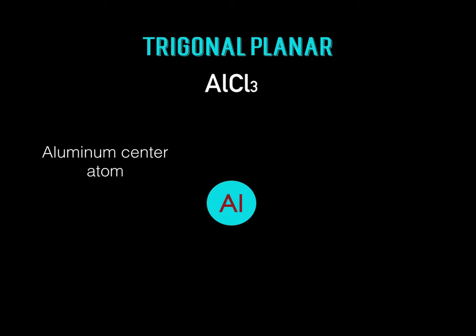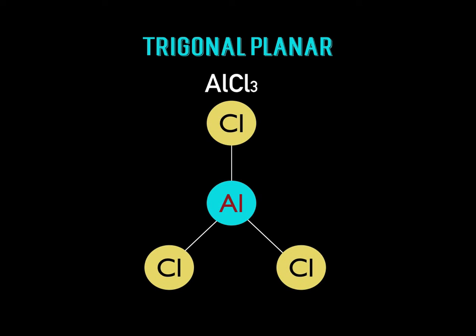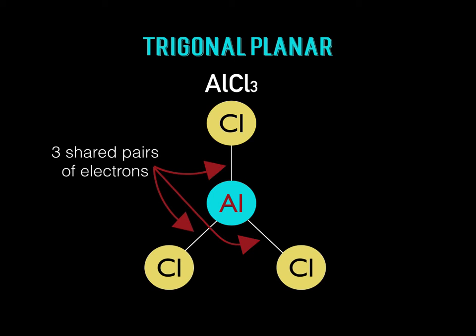Trigonal meaning the triangular shape that it makes, and then planar meaning that it's a flat plane in terms of geometry. So our center element is aluminum, surrounded by 3 chlorine atoms. Notice that I have 3 bonded pairs. So in total I have 3 pairs, all of them bonded.